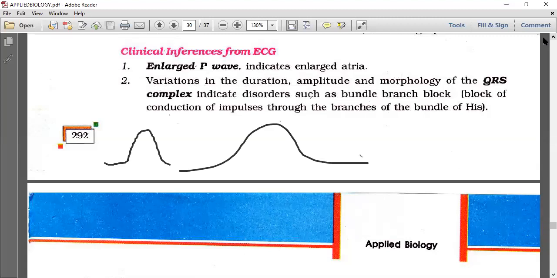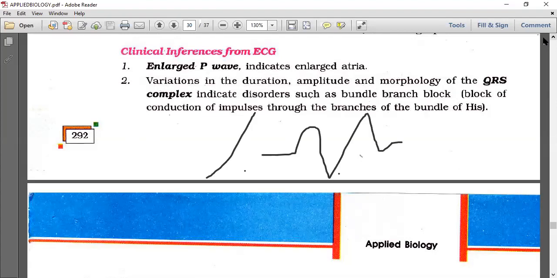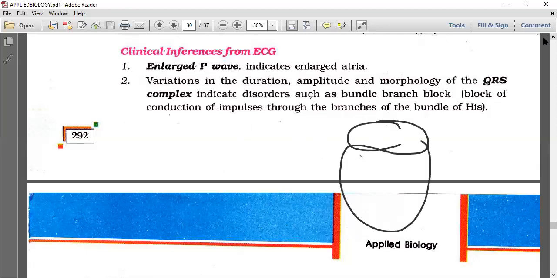Okay, so the next: variations in the duration, amplitude and morphology of the QRS complex. We know the normal QRS complex in the ECG, this is the QRS complex. Variations in the QRS complex indicate disorders such as bundle branch block. Because what is the QRS complex, we said? That means ventricular systole. So what is it exactly? The wave transfers from the AV node to the bundle of His to the Purkinje fibers.